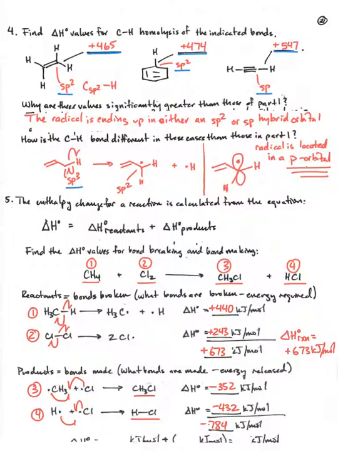So I'm going to write it this way, plus the negative 784 kilojoules per mole. When we do that, we end up with minus 111 kilojoules per mole. So this reaction, as it's written, is exothermic, meaning that heat is released into the environment.